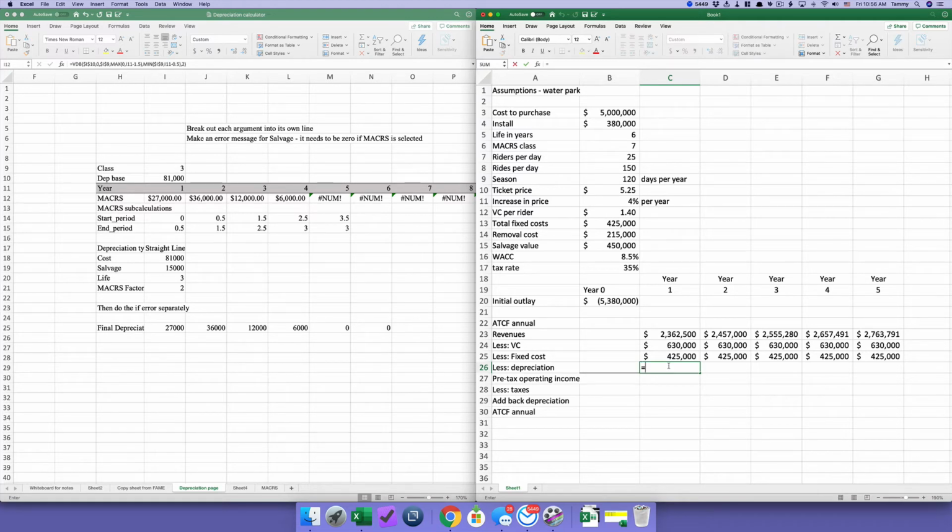So it's going to be VDB. Okay, so our cost is this, and it's going to be negative because we've already written that as a negative number. So that's going to be our cost. The salvage is this. The life is going to be MACRS class 7.